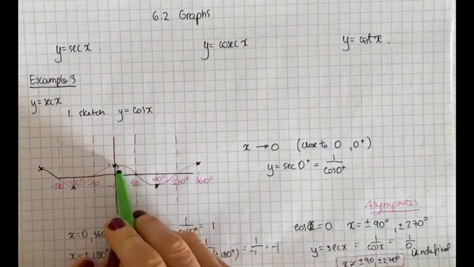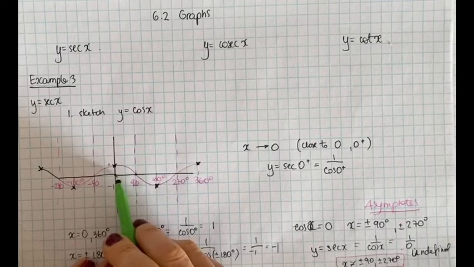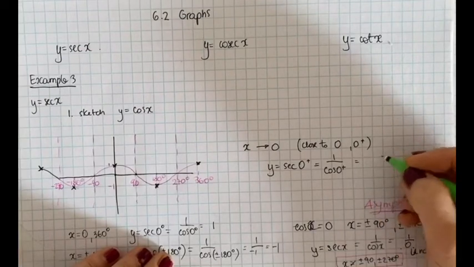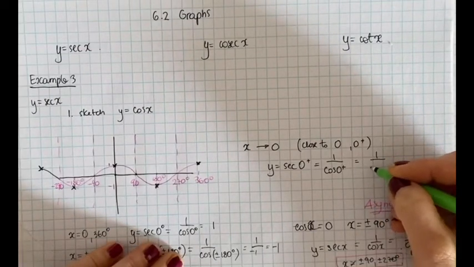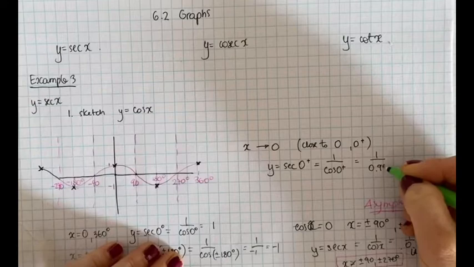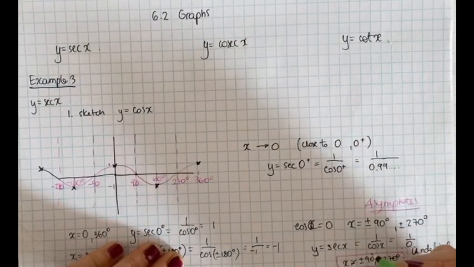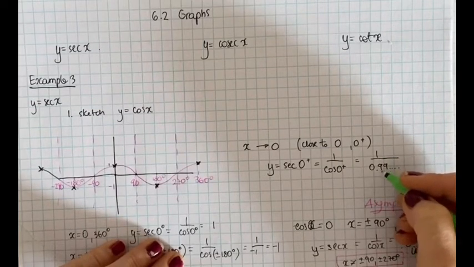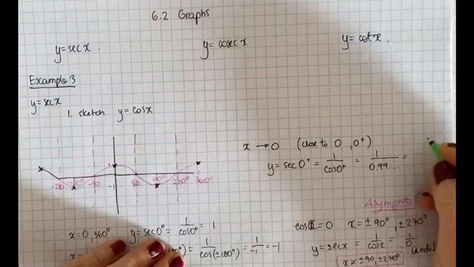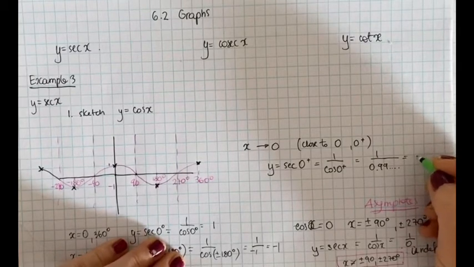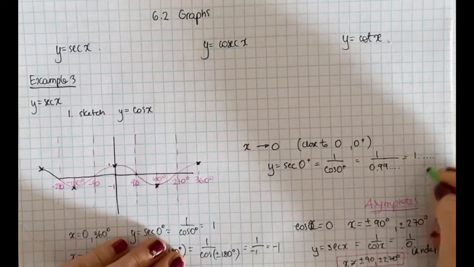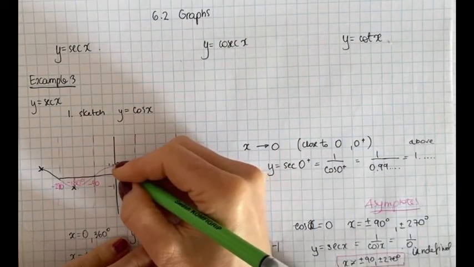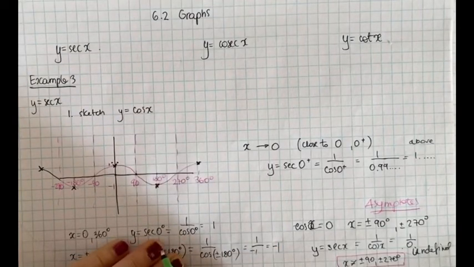Now, if you look at the cos graph, at a value close to 0, it's going to be almost 1, but not quite. So it could be 1 over, let's say, 0.99, something close to 1. Now, if you divide 1 by something that's smaller than 1, you'll get a value just greater than 1, so 1 point something. So it's above 1, maybe somewhere here. And the same thing will happen on the other side.